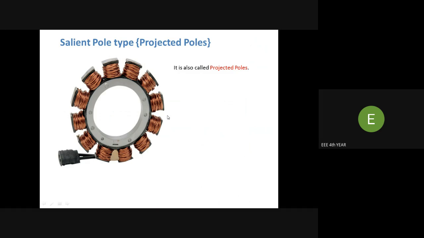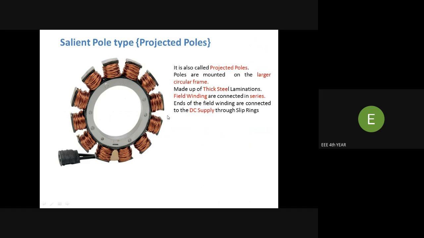Here it is also called projected poles. The poles are mounted on a larger circular frame. It is also made up of thick silicon steel lamination for the purpose of reducing eddy current losses and hysteresis losses. Here the field windings are connected in series, but the coil winding is alternately clockwise and anticlockwise, to produce alternate north and south poles. The ends of the field windings are connected to the DC supply through slip rings only.